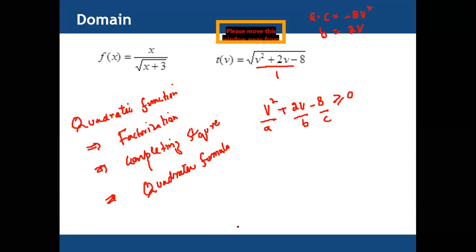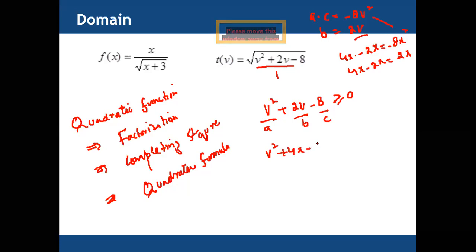These are yes, 4 and minus 2, but plus 4, not minus 4. If we multiply 4v with minus 2v, the result is minus 8v square. First condition satisfied. Second condition: 4v minus 2v equals plus 2v. Second condition also satisfied.